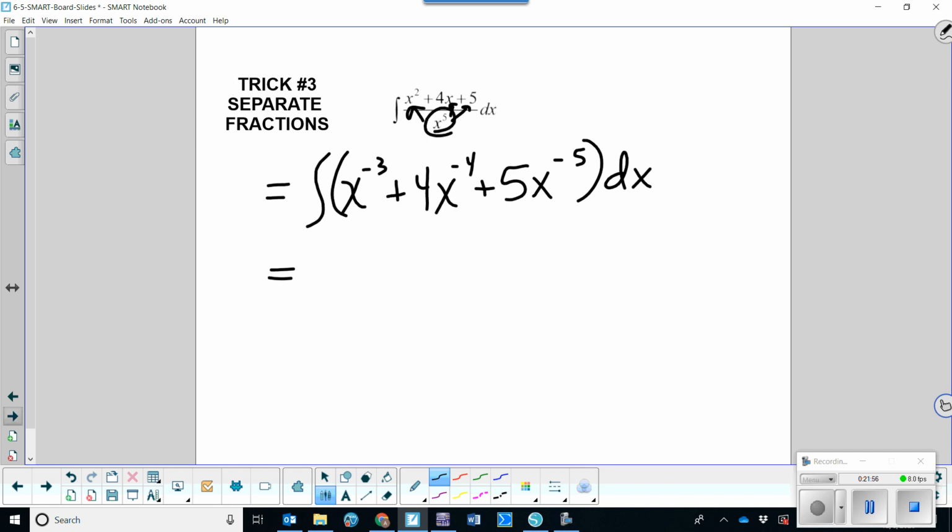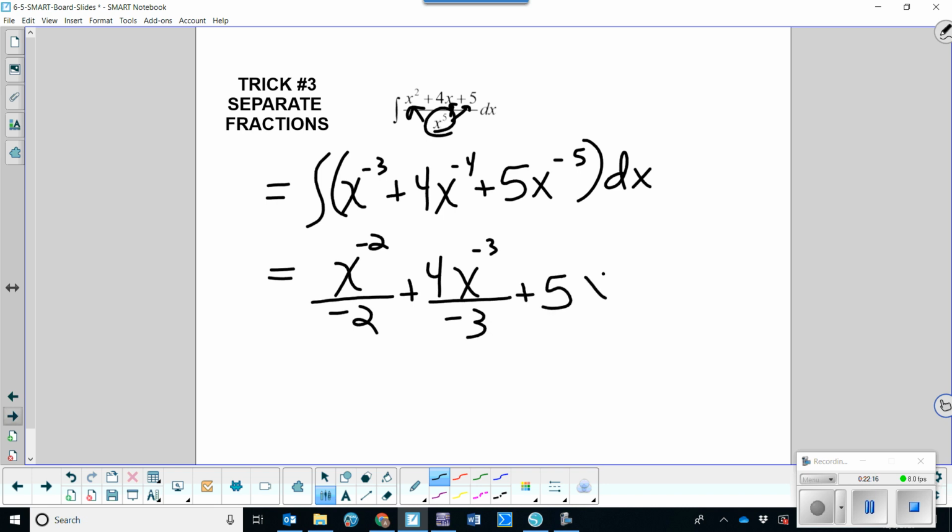Now, let's follow our rules. So our rules for power say add 1 to the power, so that's negative 2, and then divide by the power. Plus, leave the 4 alone, have your x, add 1 to the power, divide by the power, plus 5x to the, add 1 to the power, that's negative 4 over negative 4, plus c.